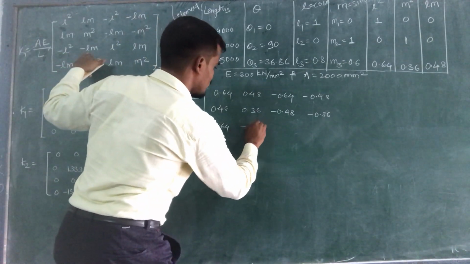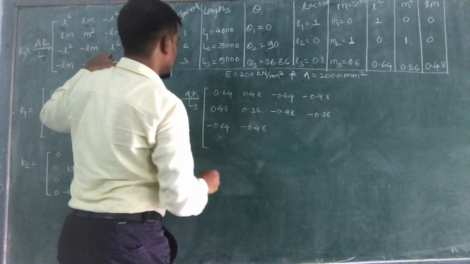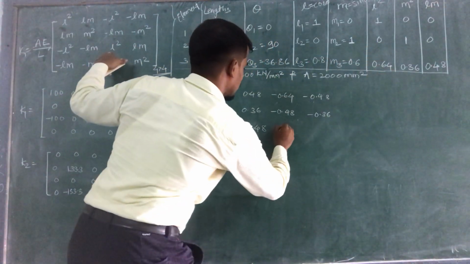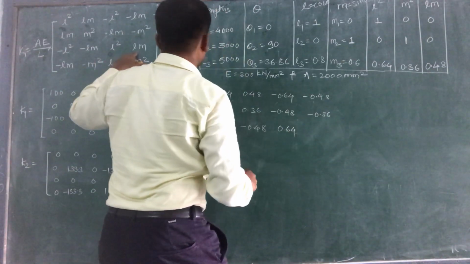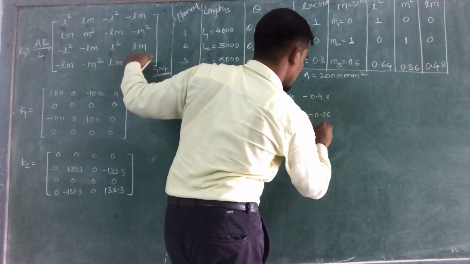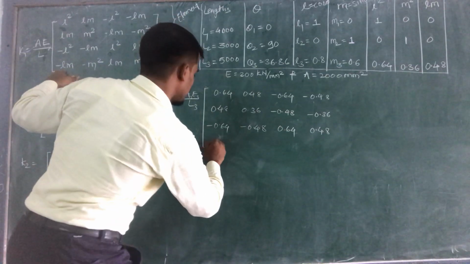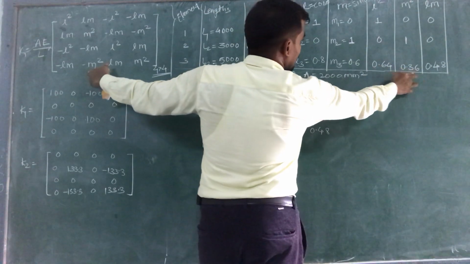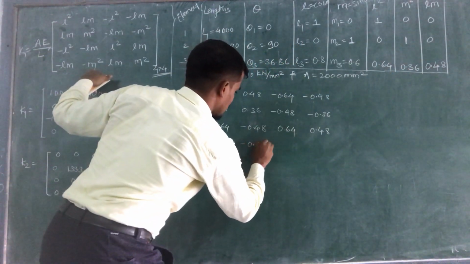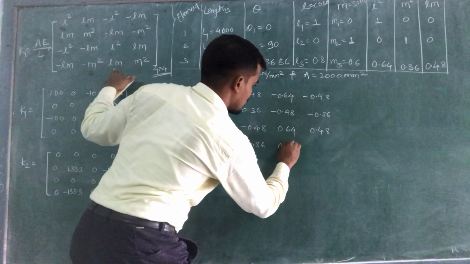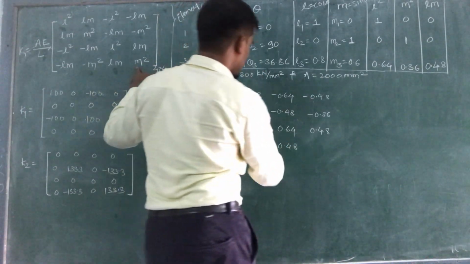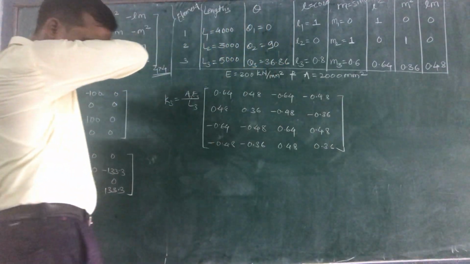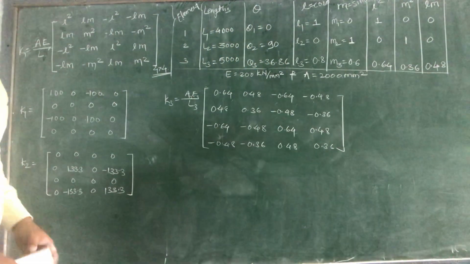Then minus L square means minus 0.64. Minus Lm means minus 0.48. Then L square is 0.64. Then Lm means 0.48. Then minus Lm is minus 0.48. Minus M square is minus 0.36. Then Lm is 0.40 and M square is 0.36. Okay. So in this way you will get your third element.